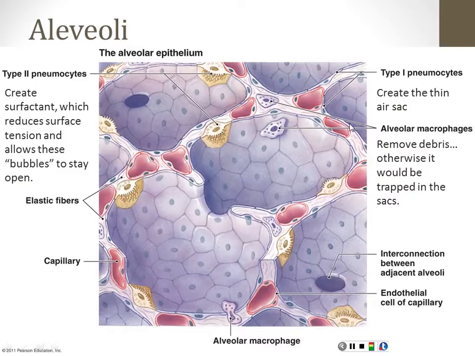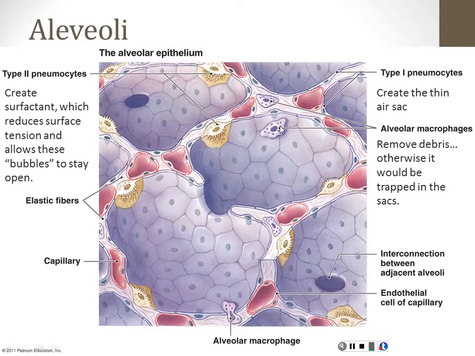So the alveolar macrophages cruise around, gobble up any debris, and either destroy it or transport it to the capillaries for removal from the lungs. So it's a built-in final stage cleaning system, these alveolar macrophages are.